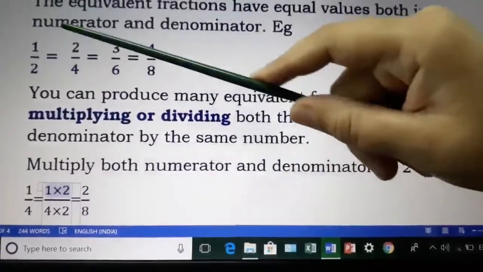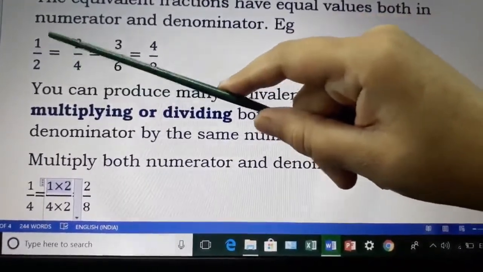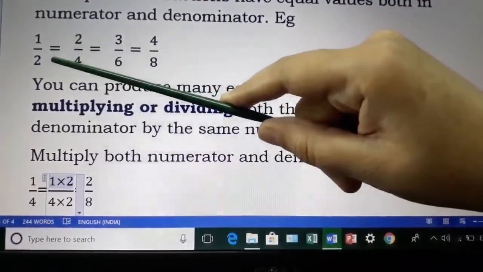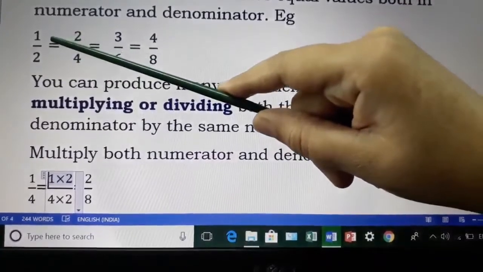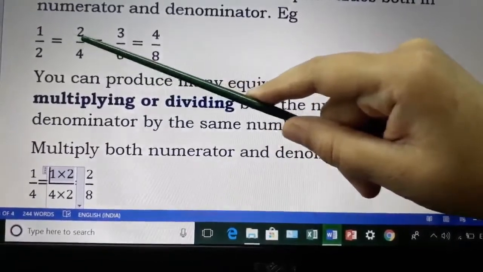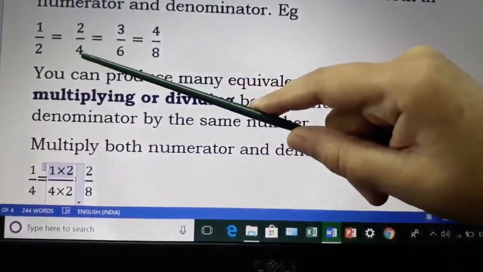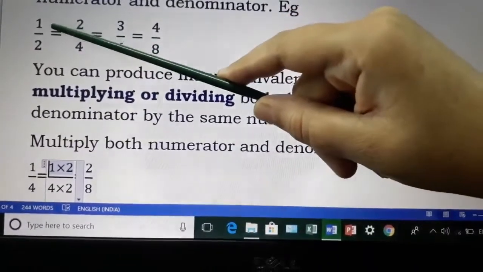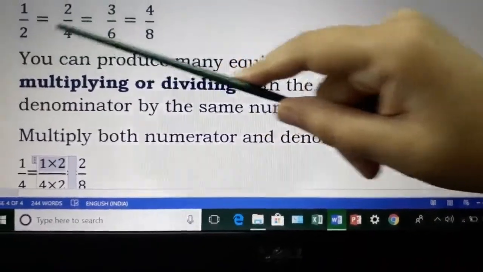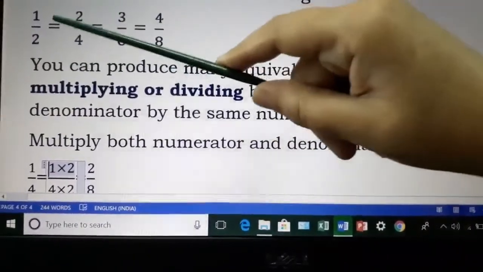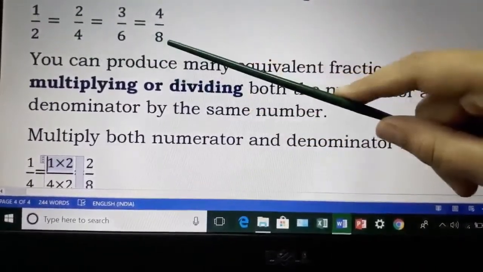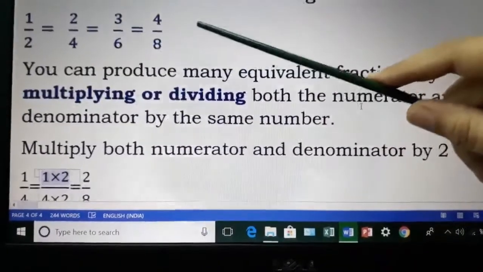Let me show you. 1 upon 2. 1 is your numerator, 2 is your denominator. So numerator and denominator will be multiplied by the same number. 1 will be multiplied by 2, then the denominator 2 will also be multiplied by 2. So 1 2s are 2 and 2 2s are 4. Now next 1 will be multiplied by 3, so 2 will also be multiplied by 3. 1 3s are 3, so 2 3s are 6. Now 1 upon 2 will be multiplied by 4. 1 4s are 4, 2 4s are 8. This is how we get equivalent fractions.